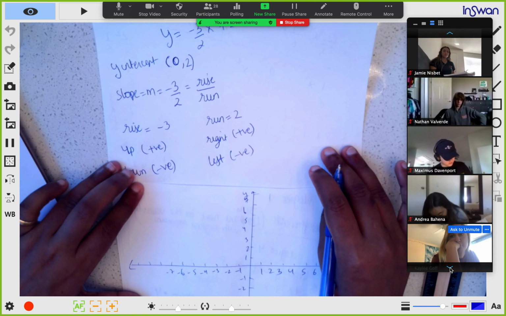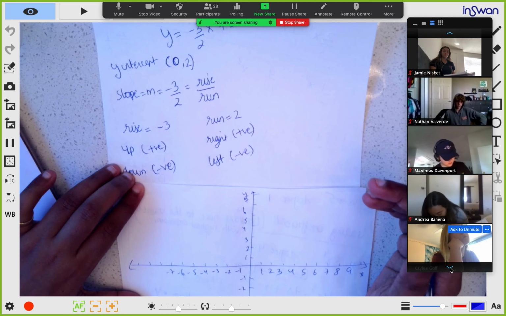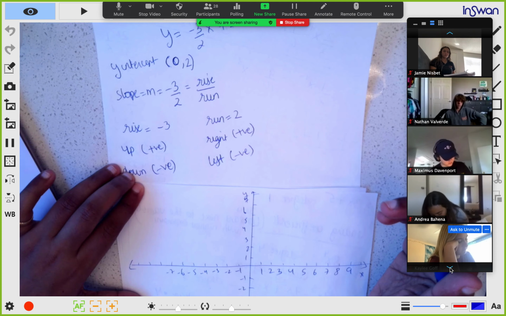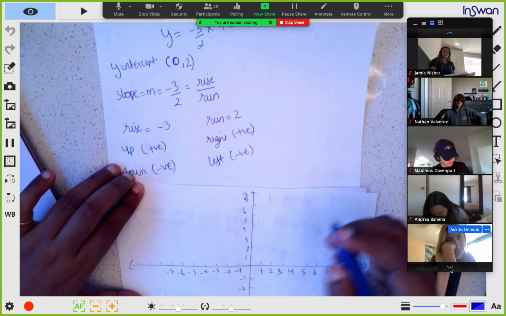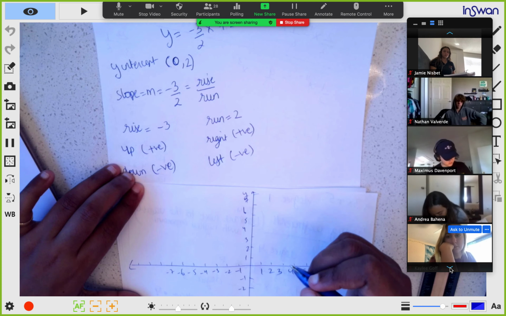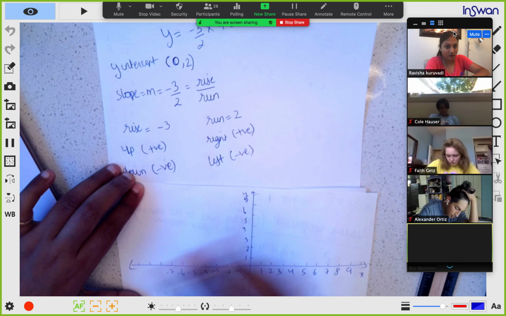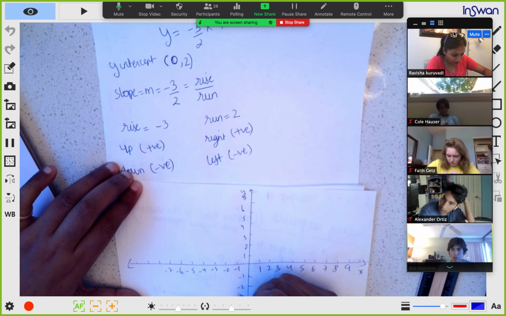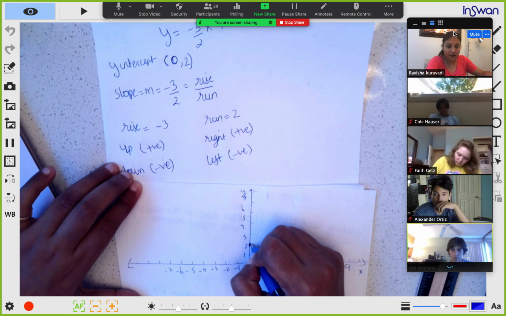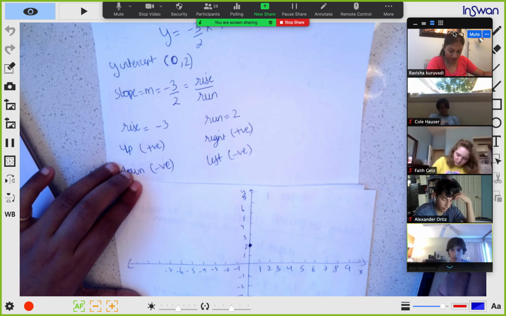Yeah. So first you plot the y-intercept, which is at 0, 2. Where is my y-intercept? The y-intercept is 2 on the y-axis. Okay, perfect. I marked this point. So you plot that point.